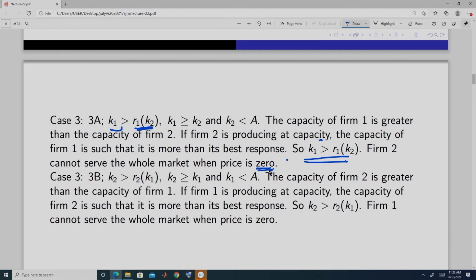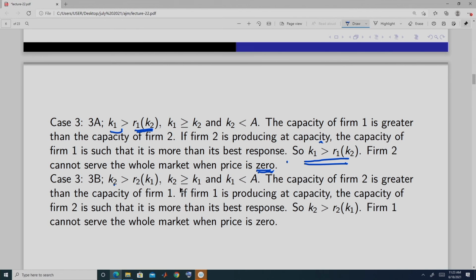Similarly, case 3B is just the opposite of this, that is K2 is greater than or equal to R2 of K1. That is, if firm 1 is producing at its capacity K1, then the best response for firm 2 is given by this amount based on the reaction function. So, the capacity of firm 2 is always greater than this, and K2 is greater than or equal to K1, and K1 is less than A. So, when the price is 0, firm 1 cannot supply the whole market.